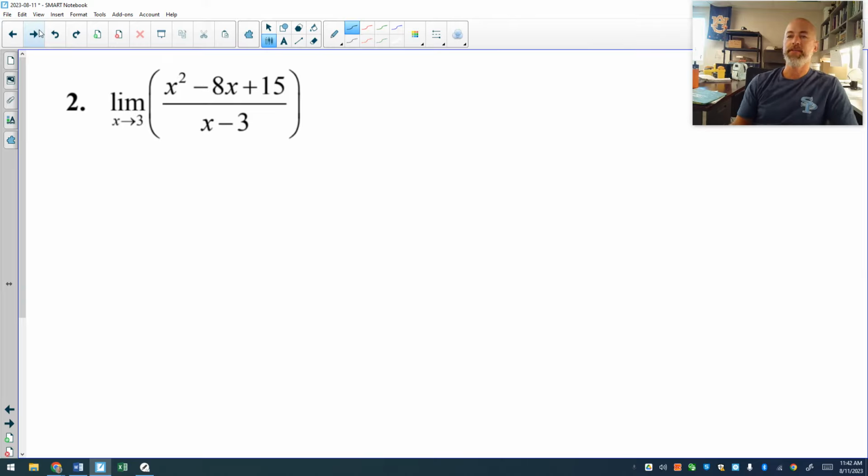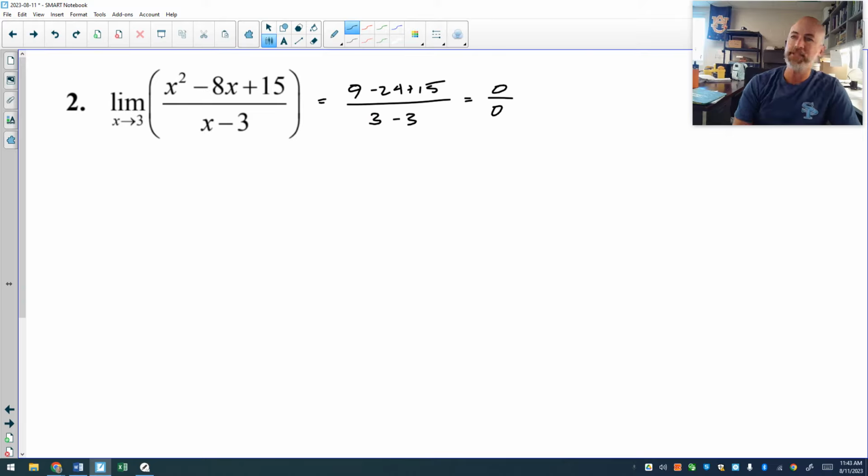So let's look at this one. If x is approaching 3, I'm going to start by substituting the 3. 3 squared is 9. 8 times 3 is 24, plus 15, over 3 minus 3. And you can very quickly tell that the denominator is going to be 0, yet you still want to substitute in the numerator as well, because if it's not a 0 on top, that actually means something different. But we do end up getting that 0 divided by 0 indeterminate form.